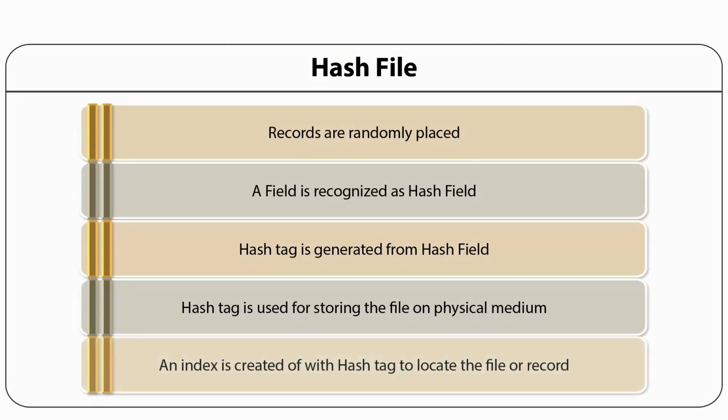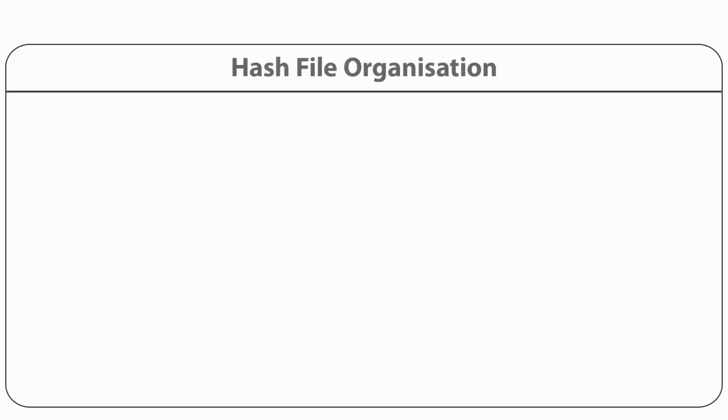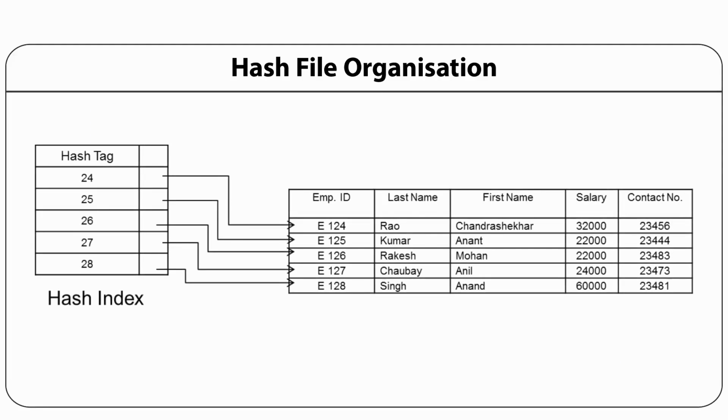Then an index is created with the hash tag to locate the file as a record. This index stores the key term and the hash tag value. The hash tag value is nothing but the address of the file to be located on the storage medium. This is a diagrammatic representation of hash file organization.